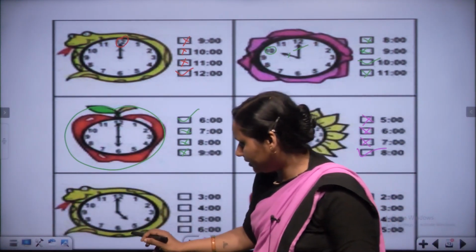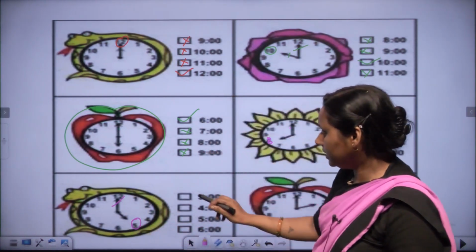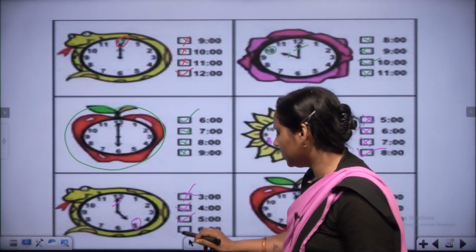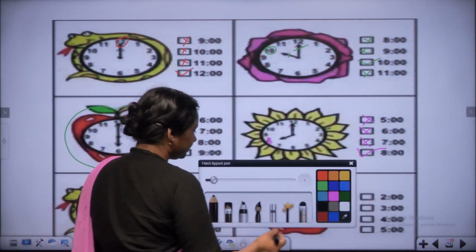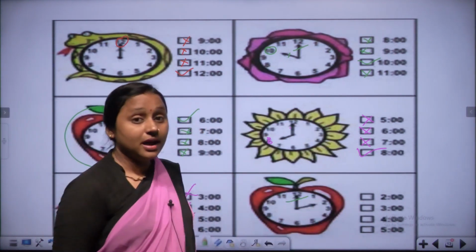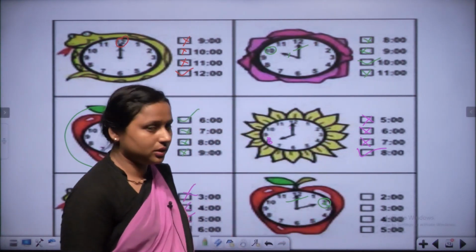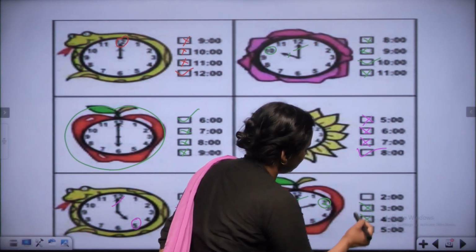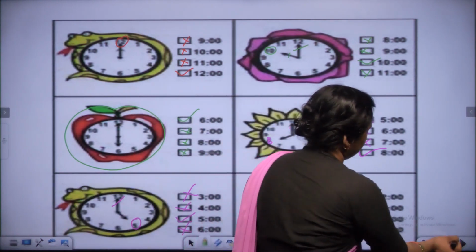Okay, and here minute hand in 12 and hour hand in 5. What we read? 3 o'clock? No. 4 o'clock? No. 5 o'clock right and 6 o'clock wrong. Okay. Now next. Here minute hand in 12 and hour hand is where? Yes, 2. What we read? 3 o'clock? No. 4 o'clock? No. 5 o'clock? No. 2 o'clock. Yes, this we read 2 o'clock. Okay.